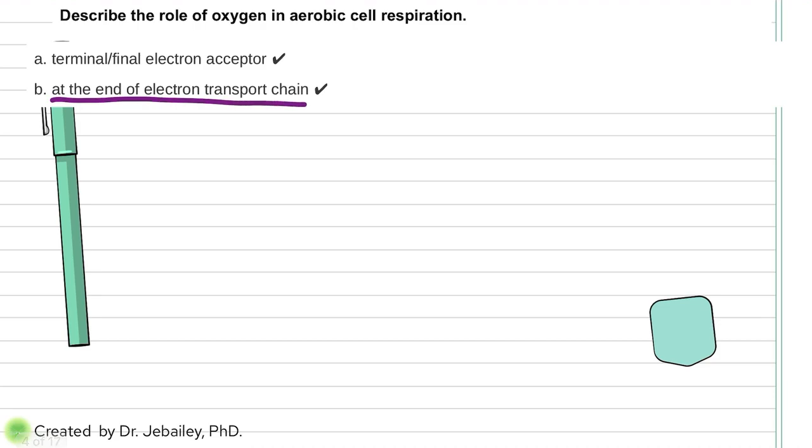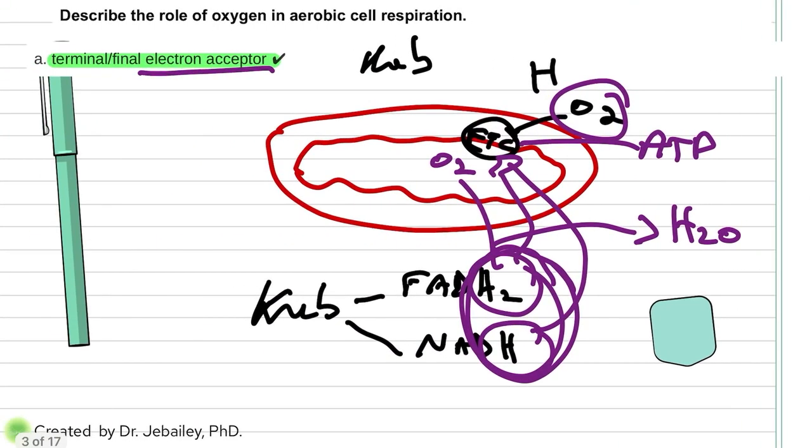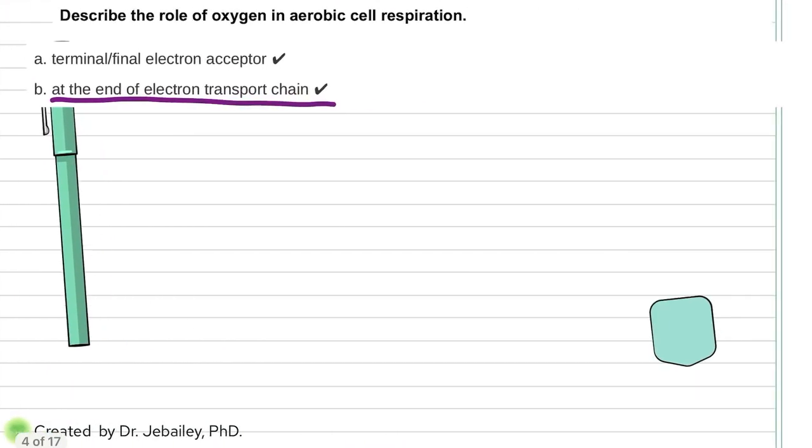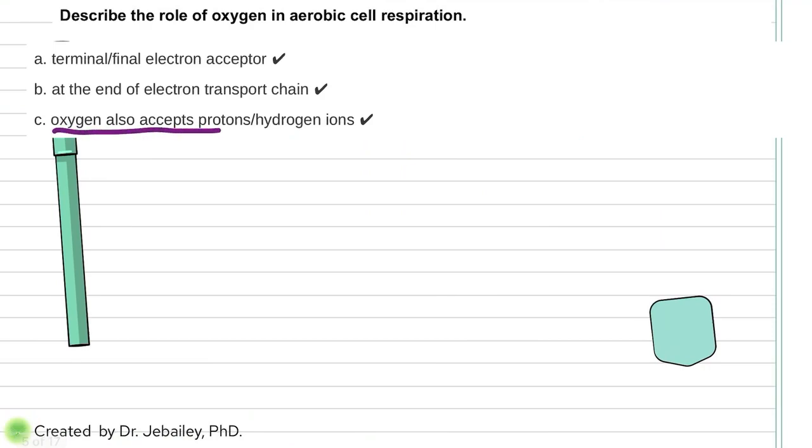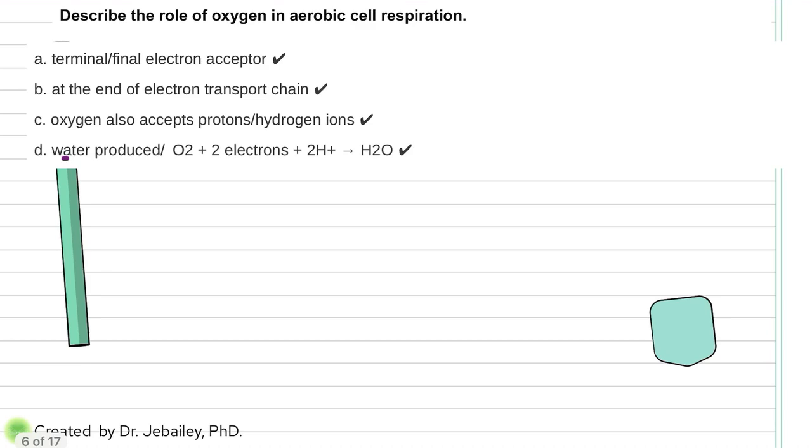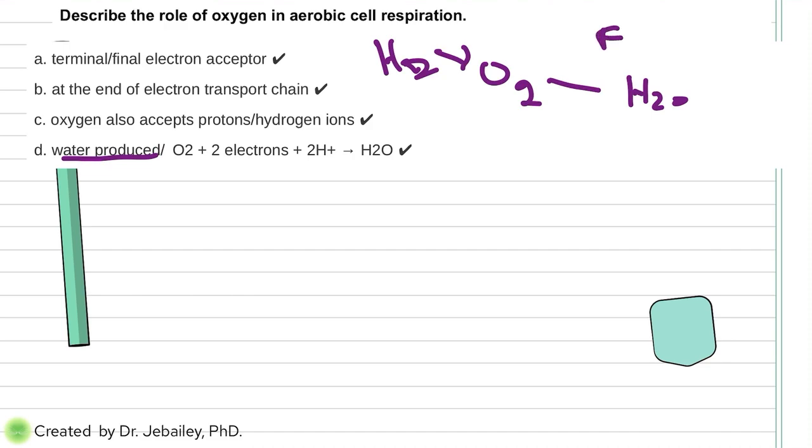And it's found at the end of the electron transport chain, as I have mentioned. Oxygen can also accept protons, or hydrogen ions, which we already mentioned, and water is produced. So the whole process is just oxygen waiting for the hydrogens to come, and then once they combine, they form water, and this all happens at the end of the ETC.